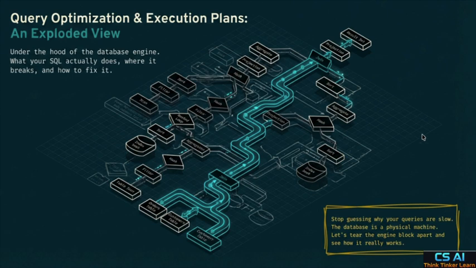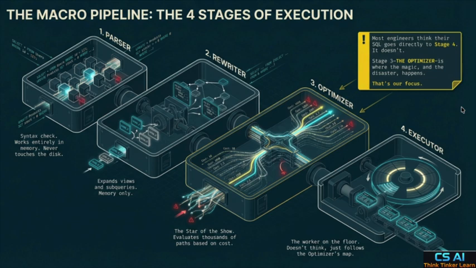Let's stop guessing why queries are slow and see how a database actually works. When you send a query, it travels through a macro pipeline of 4 stages essentially. Stage 1 is the parser. It checks syntax in memory. Stage 2 is the rewriter, which expands your views and subqueries.